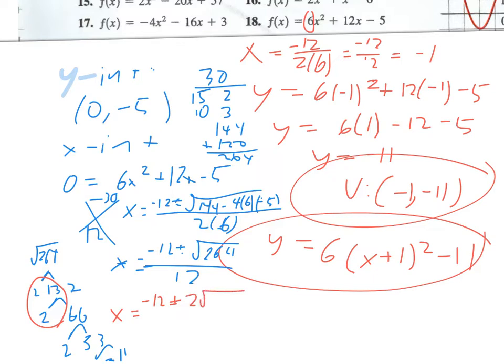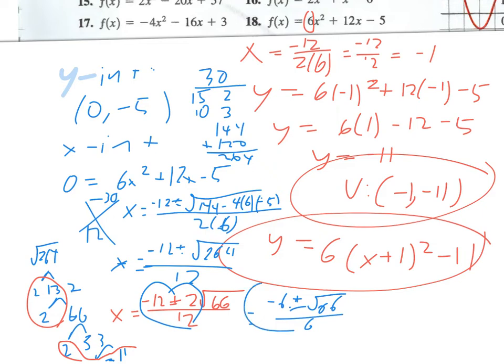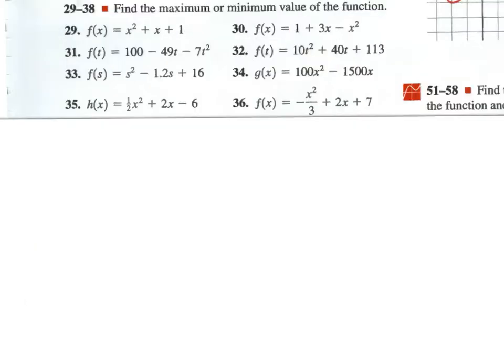All right, and then so the 2 will go outside, and inside we're going to have to multiply all of these loners here. So that'll be 66 all over 12. So now we can reduce these all together. So I get negative 6 plus or minus the square root of 66 all over 6. So that would be my answer right there. So then on the graph here, a real quick sketch would draw the vertex and then just have it opening up like that. Would be good enough.